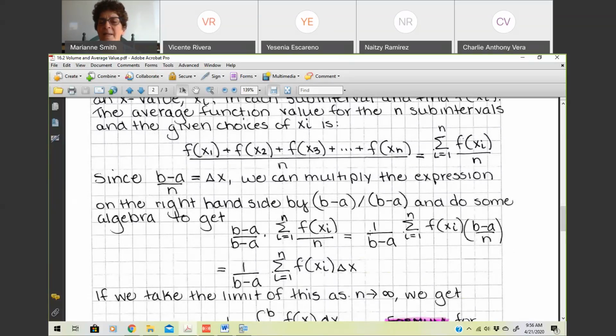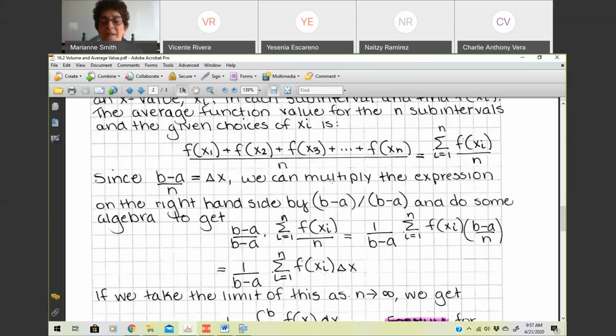Here I'm pulling out a 1 over b minus a. This b minus a goes inside over here, because b minus a over n is what I'm substituting for delta x. And so I'm left with this as a formula. Don't worry too much about the b minus a trickery. It's a device that you can use algebraically to get things into the form you want them in.